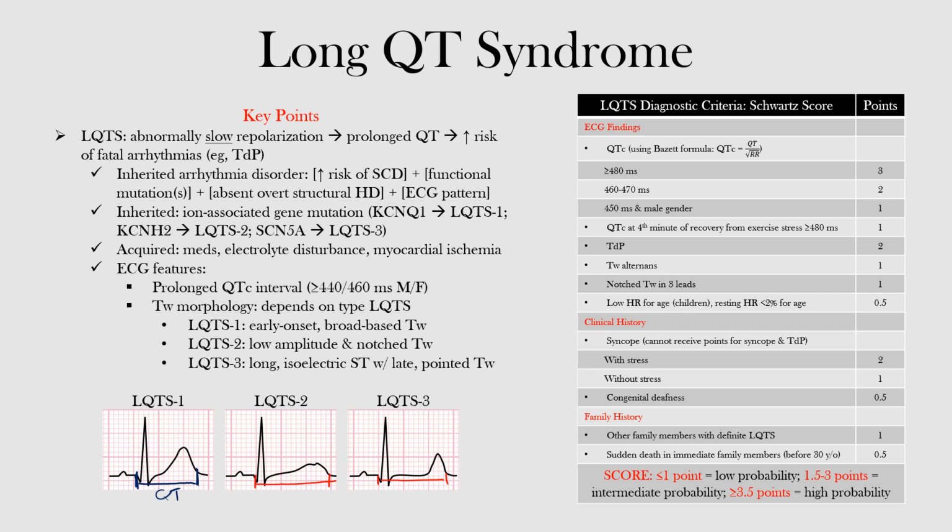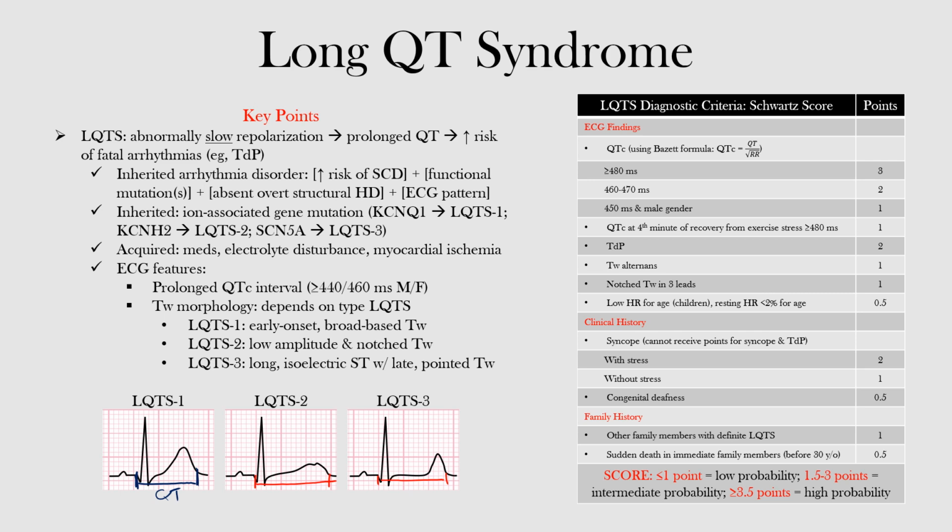Now, long QT syndrome can either be inherited or acquired. If it's inherited, it tends to be the result of an ion-associated gene mutation. Currently, there have been at least 13 genes identified as loci for congenital long QT syndrome. Congenital just means that it's been inherited, passed on to generations and present from birth. So the 3 major genes involved are KCNQ1, KCNH2, and SCN5A, and they represent the majority of cases, so we're going to focus on these ones. These 3 genes have been subtyped and distinguished based on T-wave morphology, which we will discuss and look at shortly.